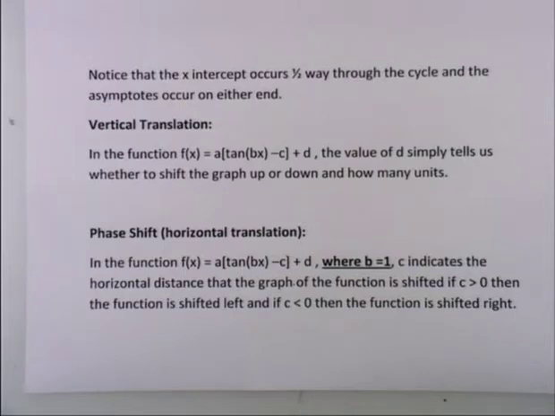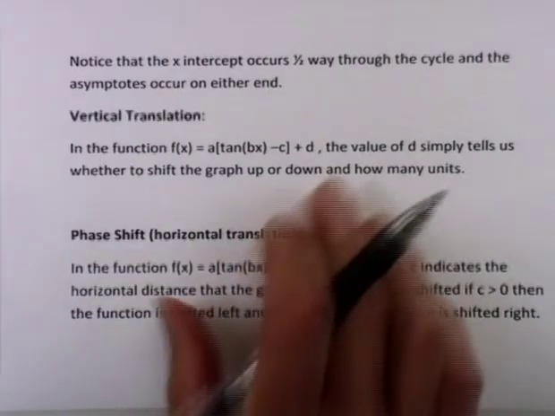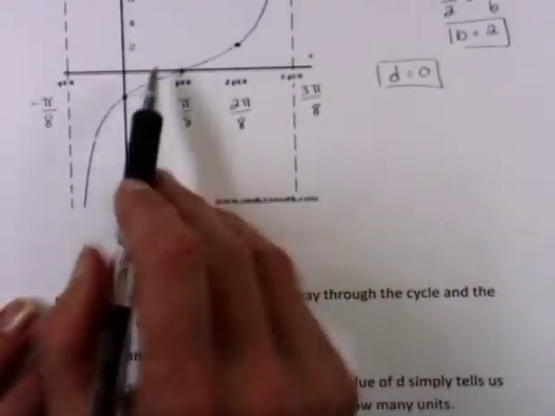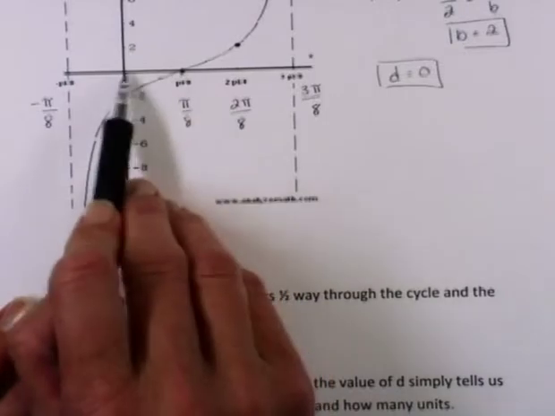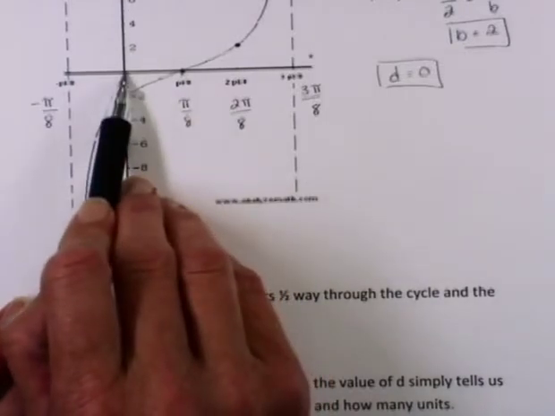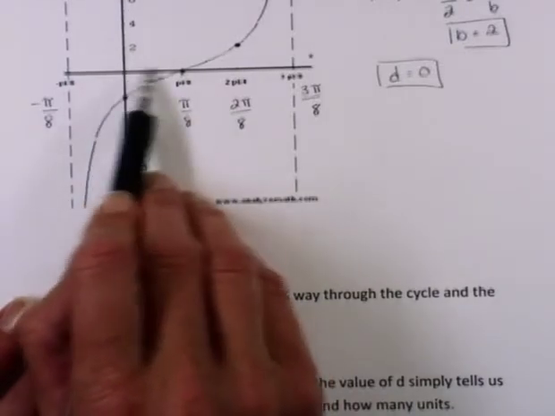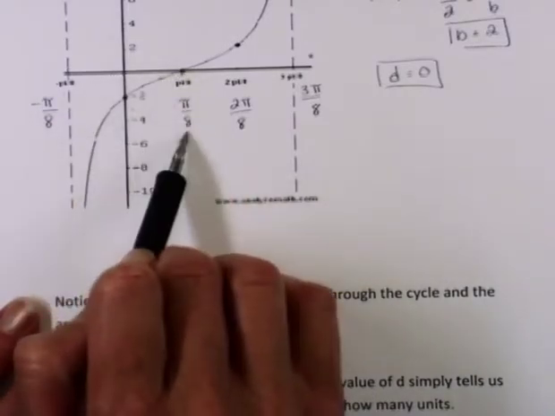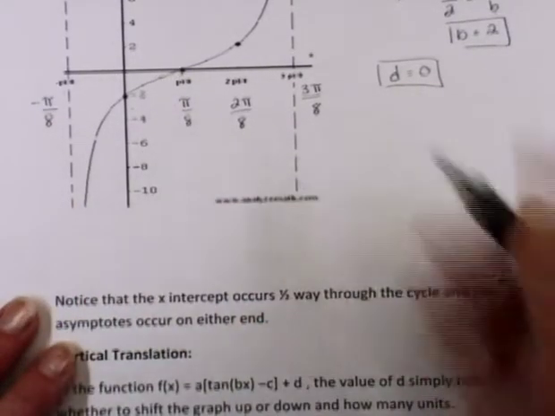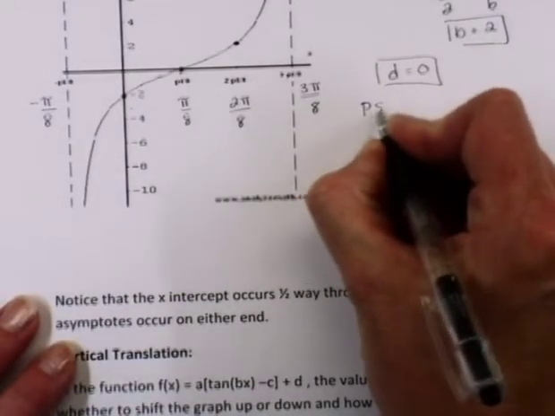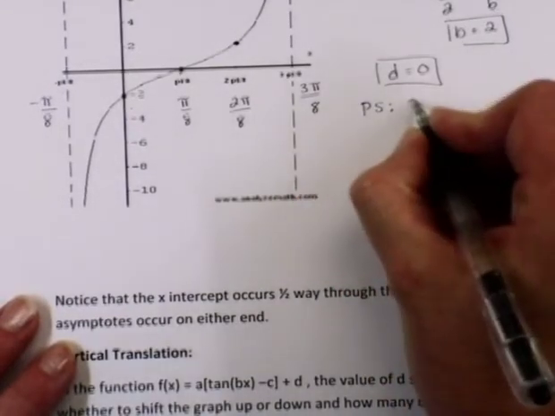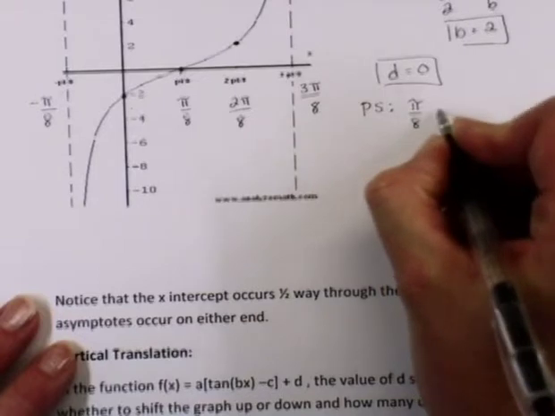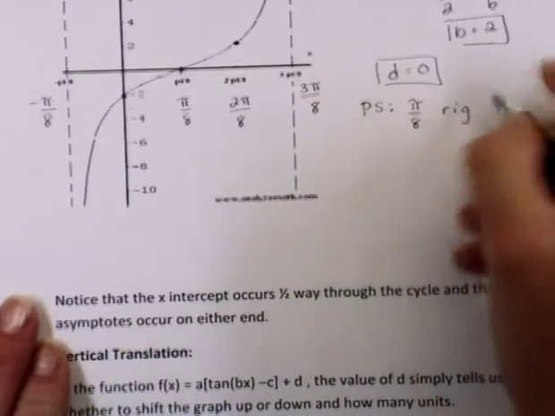Well, different things we can use. My favorite on tan and cotan, or especially on tangent, it's pretty easy. This intercept is normally at 0. So how far to the right has that intercept gone? Well, it's gone pi over 8 to the right. So my phase shift, using a graph, is simply pi over 8 to the right.